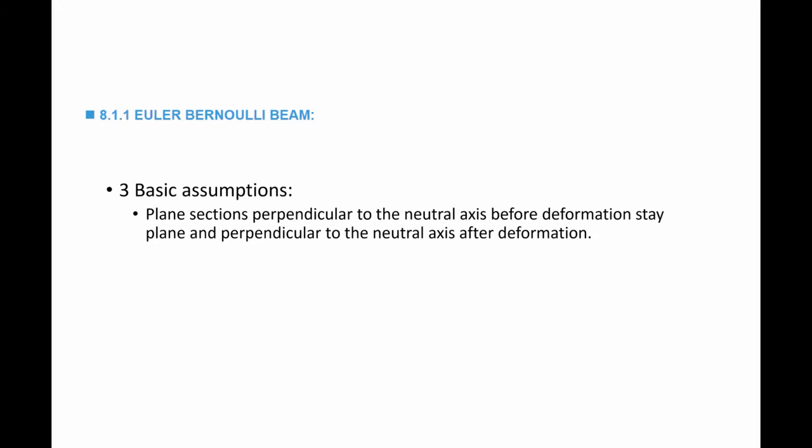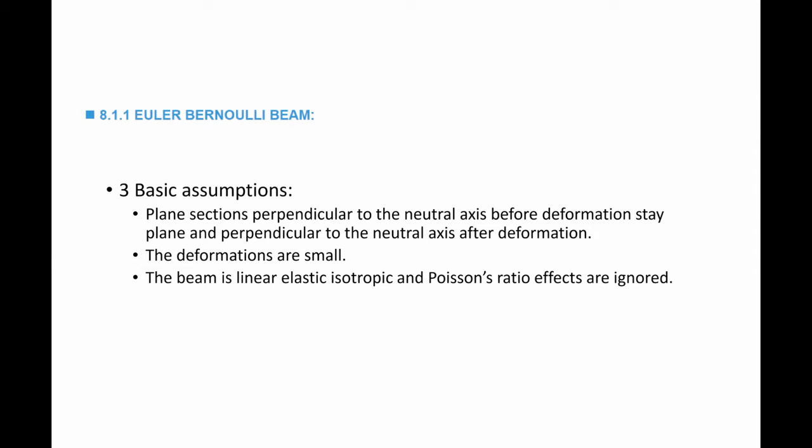For an Euler-Bernoulli beam, there are three basic assumptions. The first assumption is that plane sections perpendicular to the neutral axis of the beam before deformation stay plane and perpendicular to the neutral axis after deformation. Usually in beams, we also assume the deformations are very small. Also, the third assumption is that the beam is usually made out of linear, elastic, isotropic material, and usually, for simplification, Poisson's ratio effects are ignored.